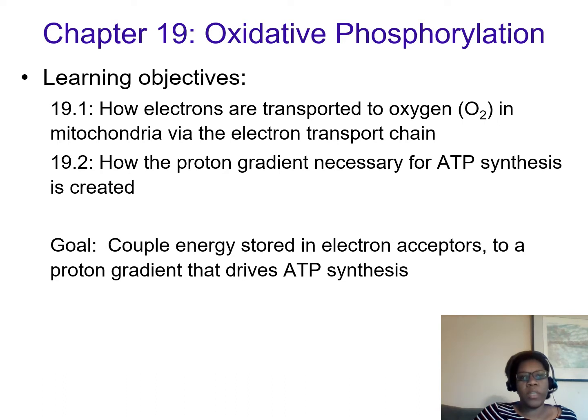So our end goal here is to create ATP. And so how are we going to couple energy stored in electron acceptors? And remember, our electron acceptors are NADH. We created many of those in glycolysis and the citric acid cycle. Our FADH2, we created those in the citric acid cycle and fatty acid metabolism. And so those electron carriers are going to create a proton gradient, and that's going to drive the synthesis of ATP, and that's how we're going to get the vast majority of our energy from these pathways that break down our macromolecules.